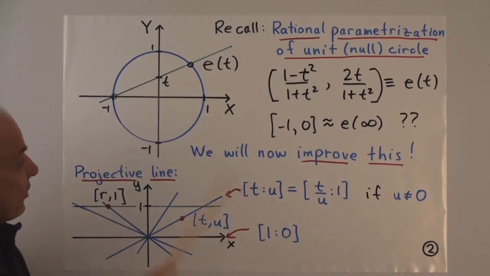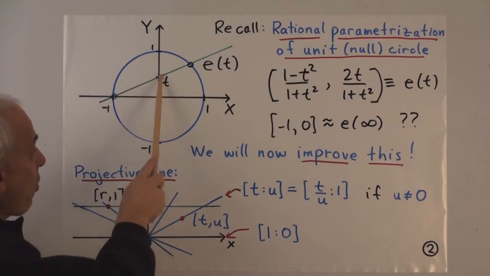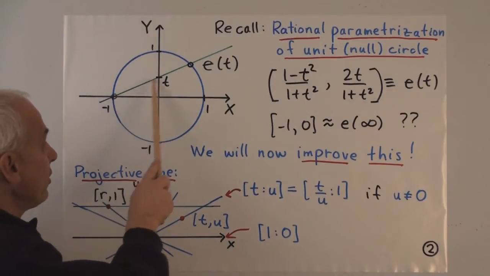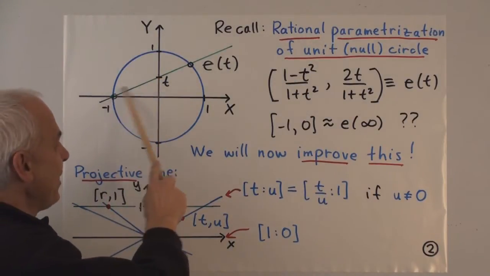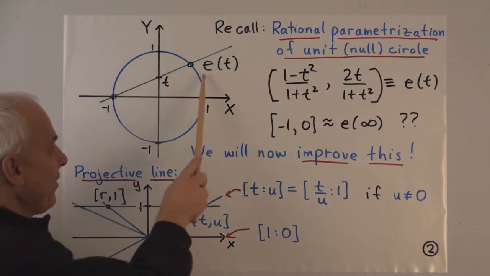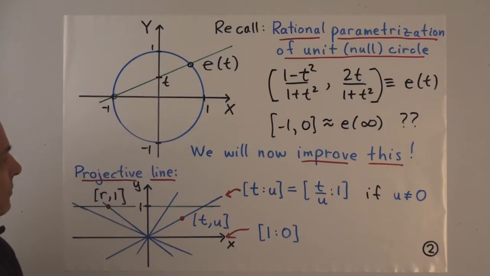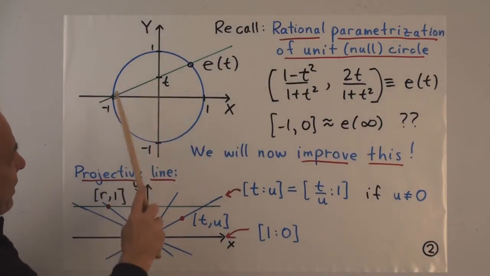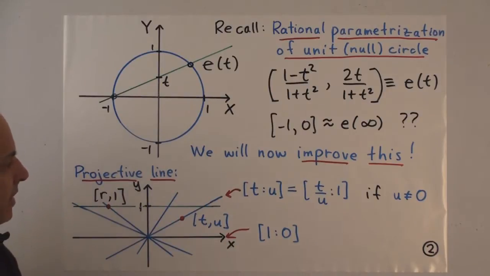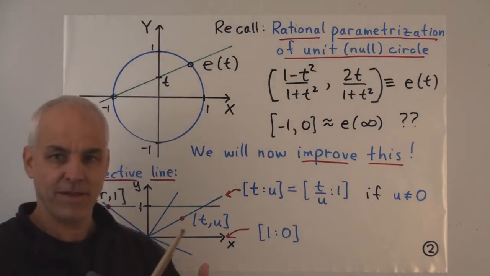And the geometrical significance of t was that it was the coordinate on the y-axis, such that when you join this point with that point on the y-axis, where that line meets the circle in the second place, that's e of t. So in this example here, if t is, say, roughly a half, then this would be the point e of a half.